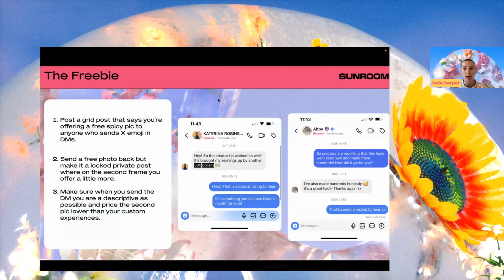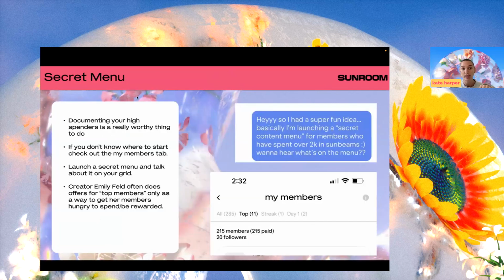So you could try something like this. You could see how many people unlock the second frame, and you could start to build that into a list of your high spenders. Same with people that respond to your automated welcome message, things like that. But if you don't know where to start, you may or may not be aware, you can actually tap into My Members on your profile.